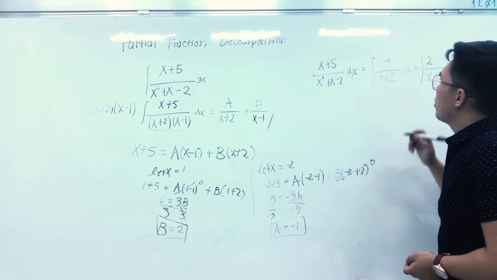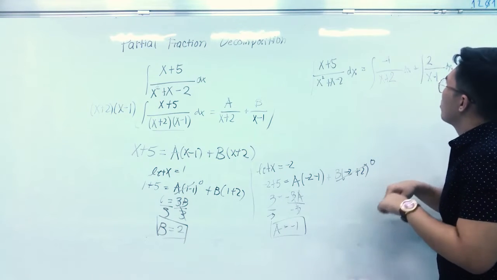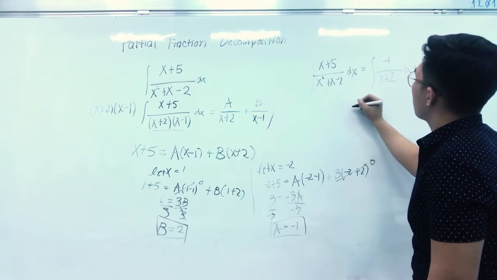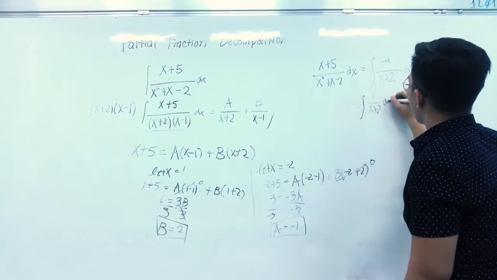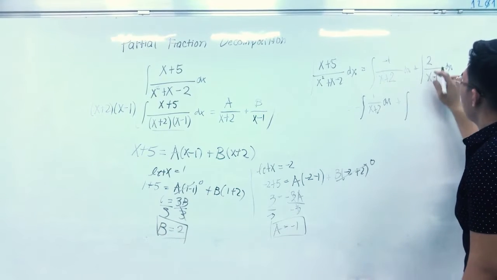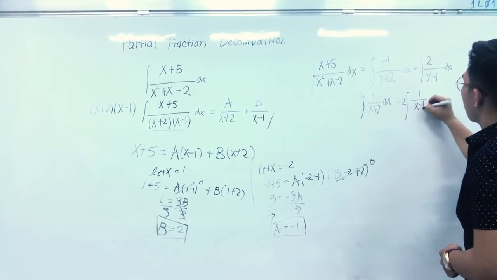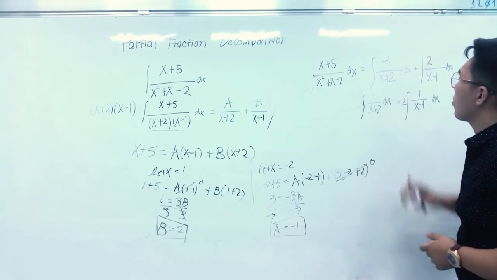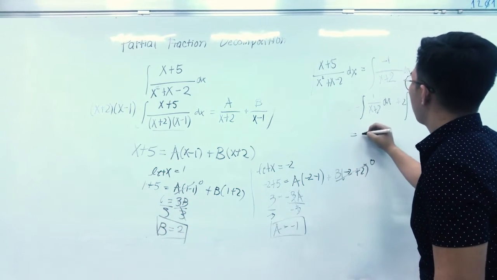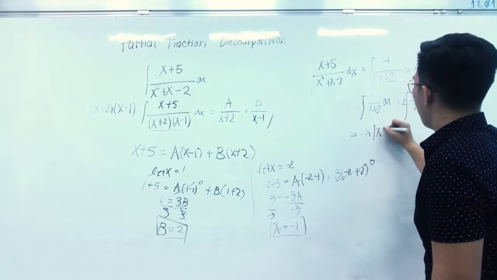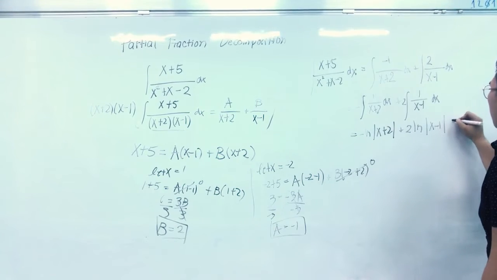So now our equation is divided into two simple parts. We must first integrate this part. So we factor out the negative, and this will become negative integral of 1 over x plus 2 dx. And the same here, by the constant multiple rule, we factor out 2, leaving us with 2 times the integral of 1 over x minus 1 dx. And now, since both are logarithmic functions, we apply the rule. So simplifying, we get negative ln of x plus 2 plus 2 ln of x minus 1 plus constant C.